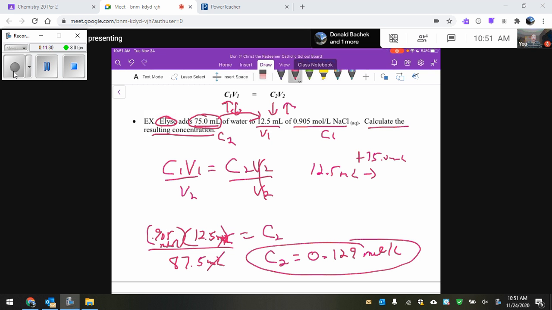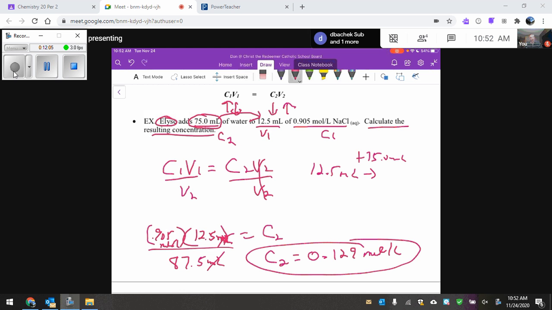However, with dilutions, we usually talk about milliliters, especially when we get to the next part, which is preparing a standard solution from dilution, where we use stock solutions. It's probably going to be milliliters. But again, liters does work. You just might have to convert it back eventually if they want the answer in milliliters.